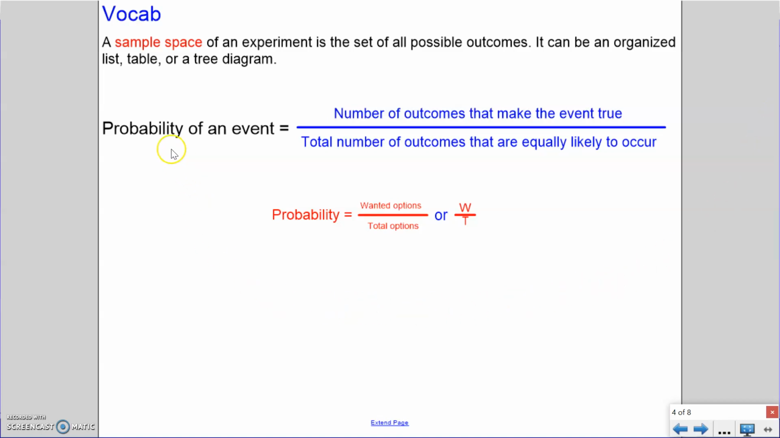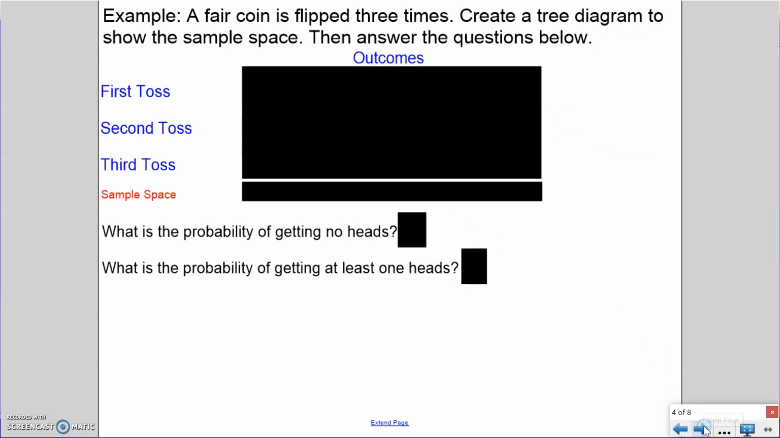So the official probability of an event is a fraction. It's the number of outcomes that make the event true over the total number of outcomes that are equally likely to occur. I usually just use a short idea where probability is the wanted options over the total options. I like saying W over T: what we want over the total.